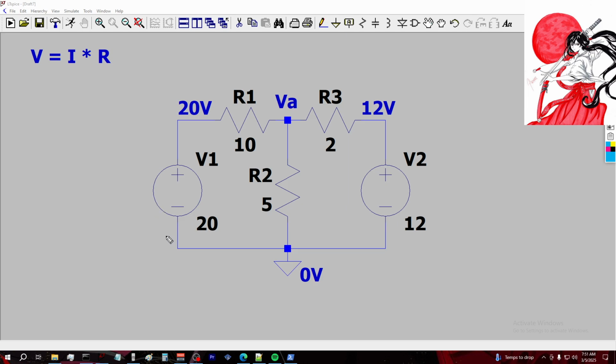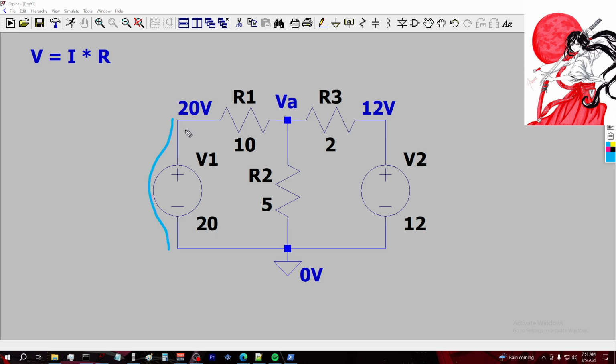So we're starting at 0 volts here. We start at 0 volts, and we go from 0 volts through the negative terminal of the battery to the positive. So we went from low potential to high potential, and that's going to be a voltage lift. That's going to be a voltage lift of 20 volts, so we have 20 volts here.